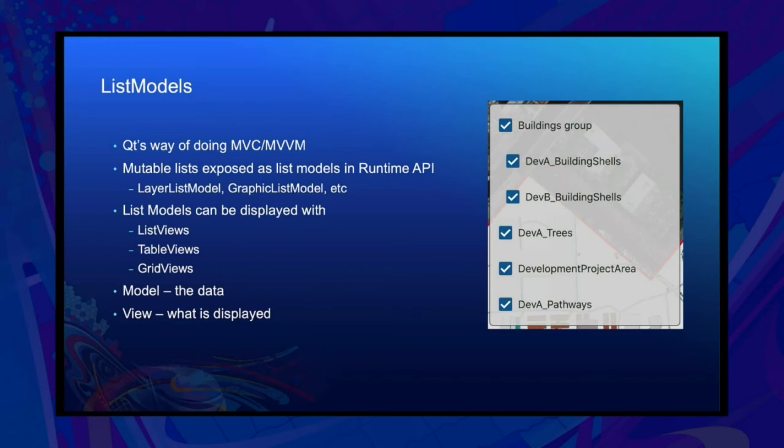On the right hand side here, we have a list view. And then we have a delegate. The delegate accesses the individual items' roles. So we'll get into that in the next slide.